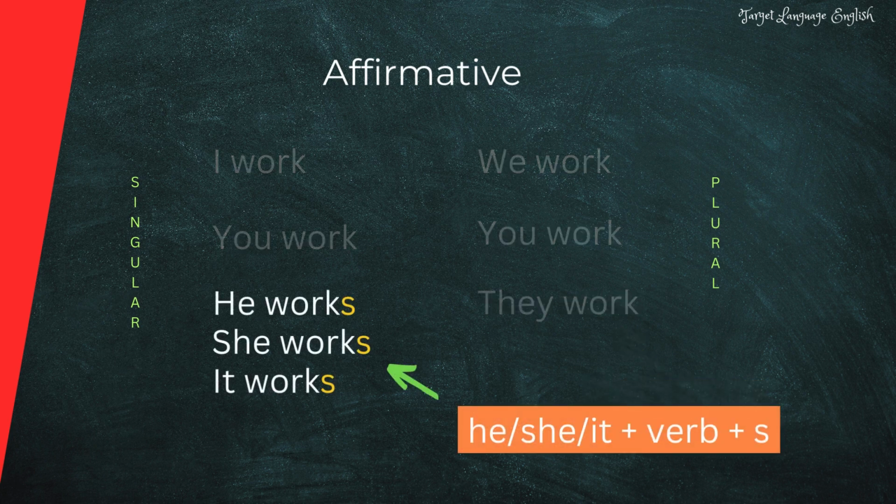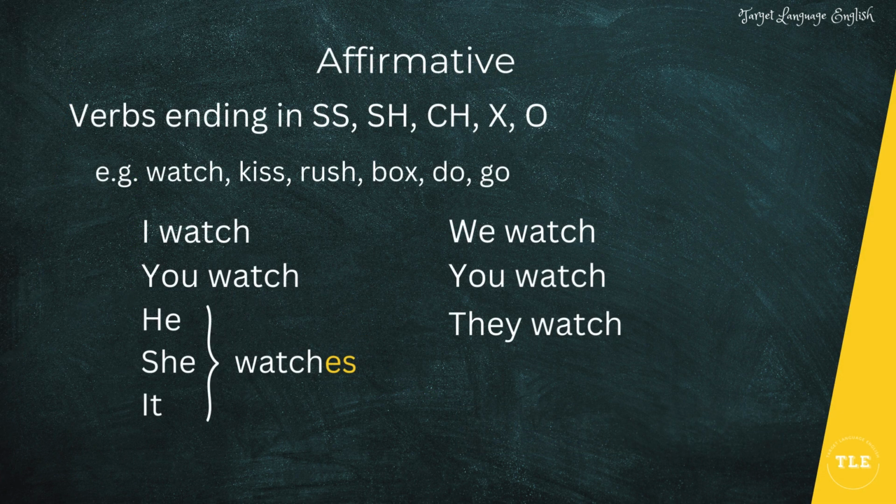The verb changes in the third person singular with subjects he, she, it, where we need to add an s to the end of the verb. He works, she works, it works. The only thing we need to remember is to add an s in the third person singular. But we have exceptions. Not all verbs add an s in the third person singular.